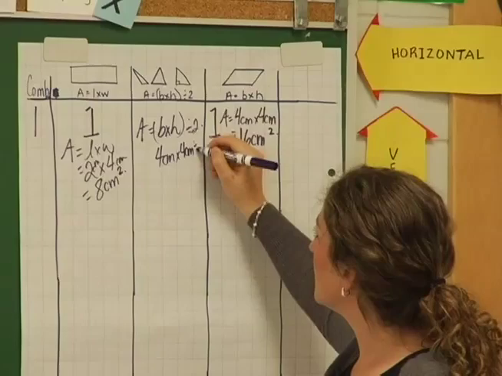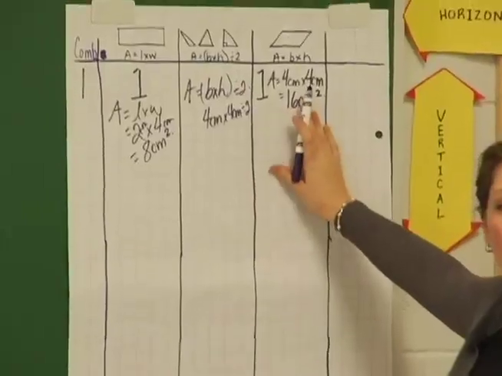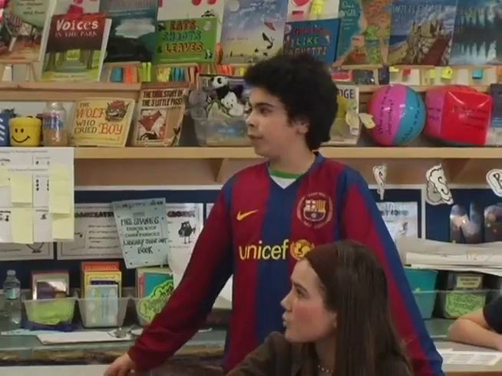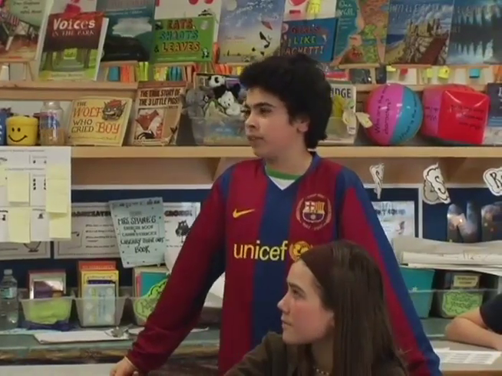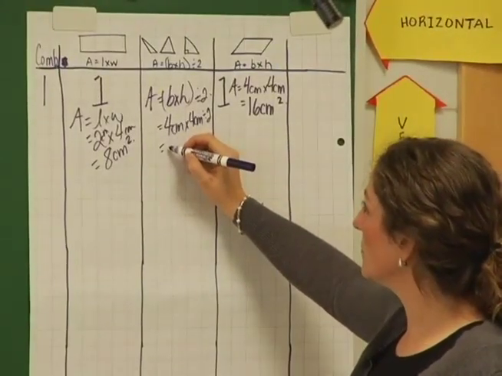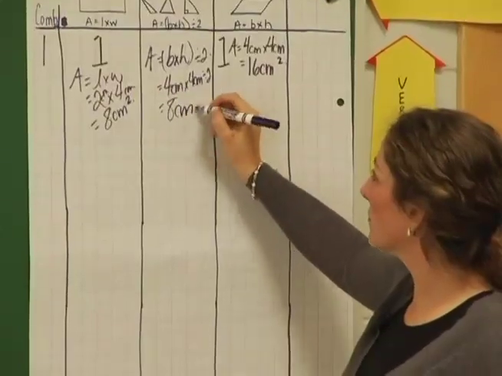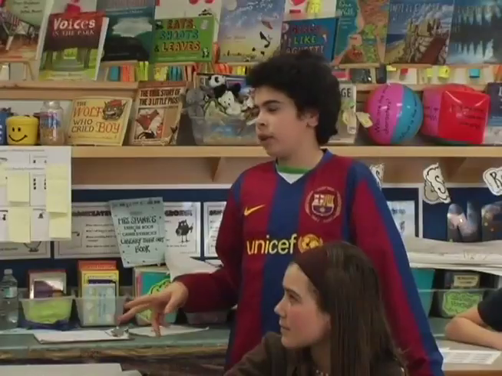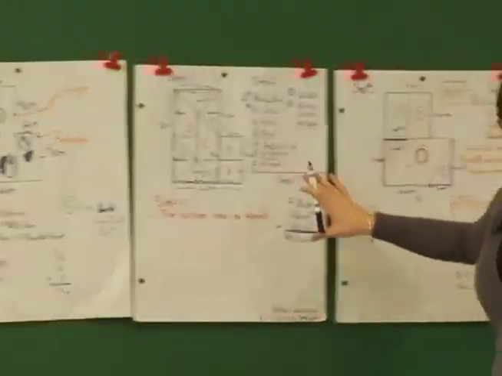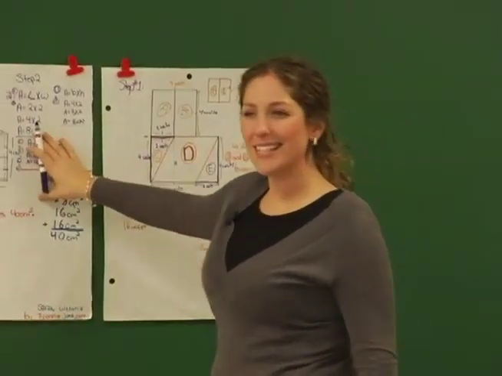Okay. Equals 16. Okay, so I'm hearing 4 centimeters by 4 centimeters equals, and I just noticed that the formula says divided by 2. So 4 centimeters times 4 centimeters divided by 2 would equal 8 centimeters squared. But since the two triangles are congruent, you would multiply it by 2 again, so it'll give a product of 16 centimeters squared.